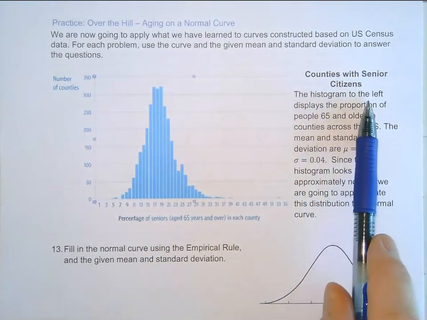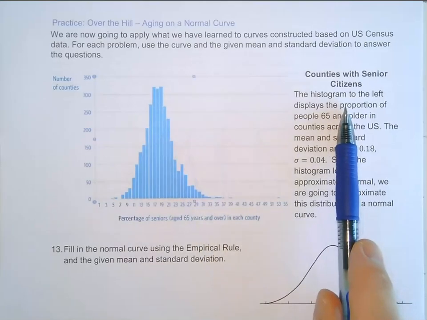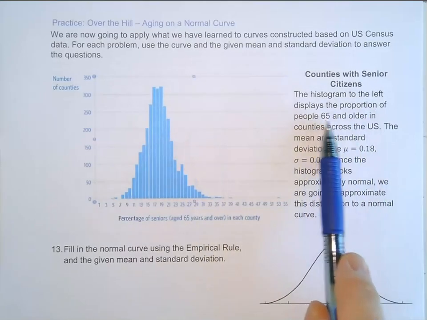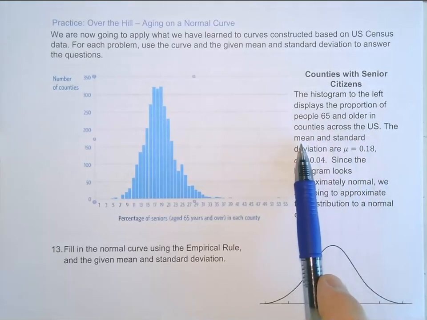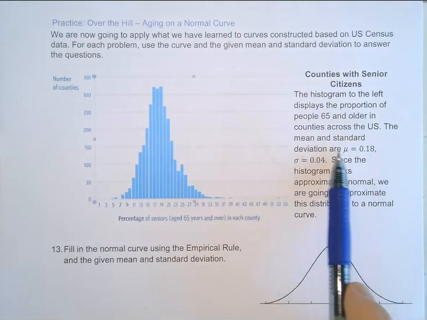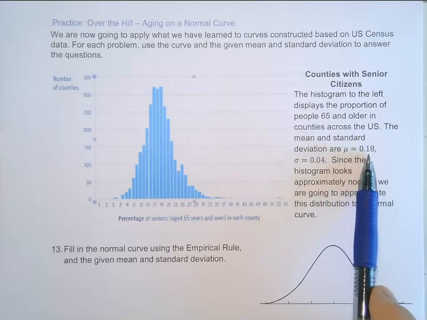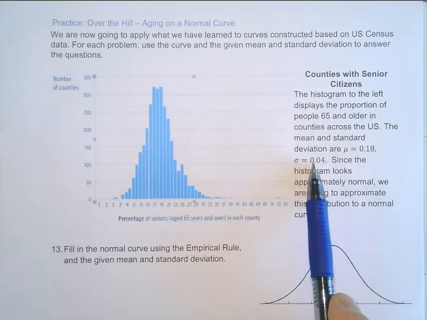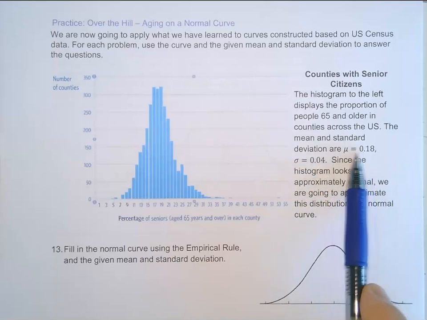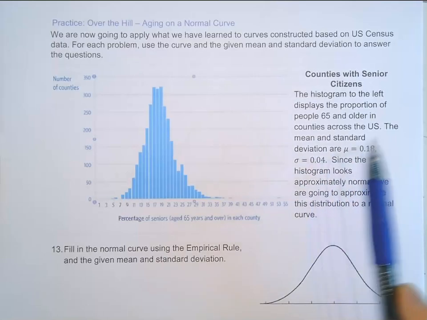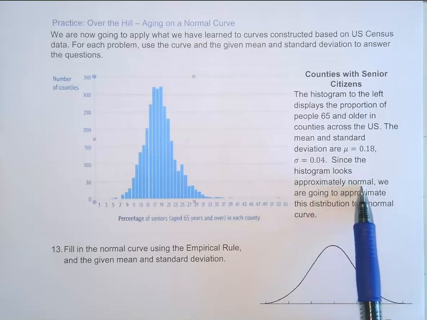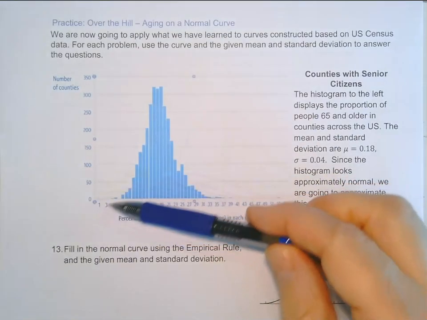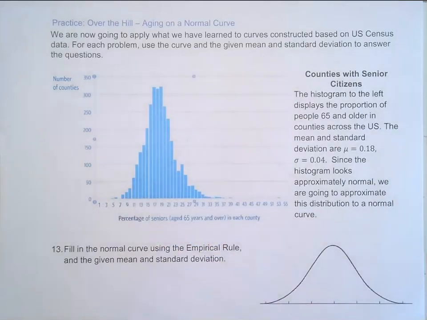And it says the histogram to the left displays the proportion of people 65 and older in counties across the U.S. The mean and standard deviation are, and so you can see it says mu is 0.18 and sigma is 0.04, right? That's the mean, that's the standard deviation. Use the histogram, since the histogram looks approximately normal, right? Because we see the mound shape, we see that it's symmetrical, right? So it's good.